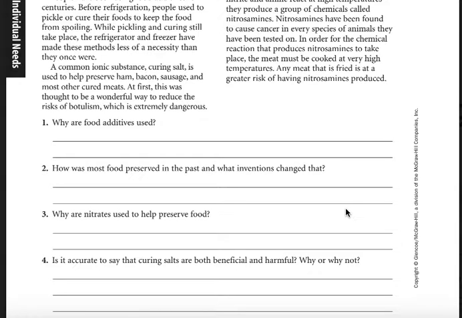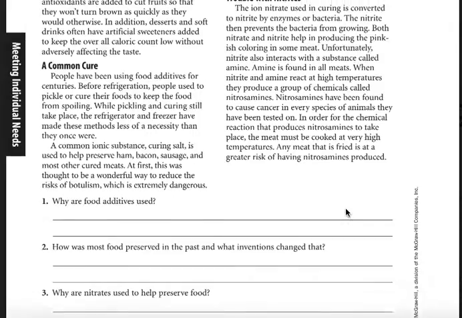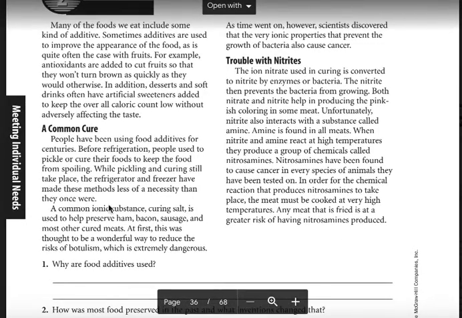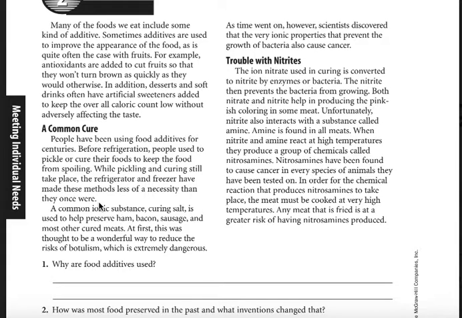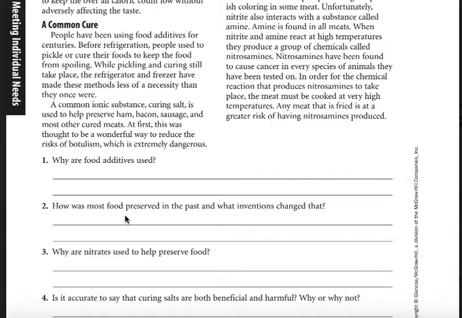Number two, how was most food preserved in the past and what inventions changed that? You might write something like this. Curing and pickling were used in the past, but the invention of the refrigerator and freezer made these methods less necessary. So previously, they had to use different types of curing and pickling to preserve the different types of food from spoiling. Now you've got the invention of a refrigerator, which keeps them at a lower temperature, which slows down that bacterial growth or slows down that degenerative process, and a freezer that almost completely halts that process to where food can be kept for a lot longer time period.